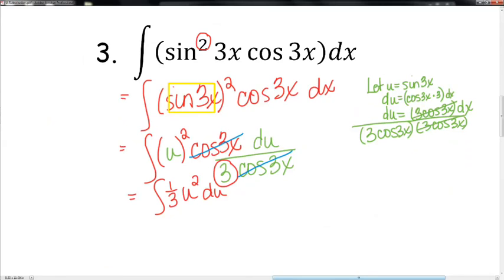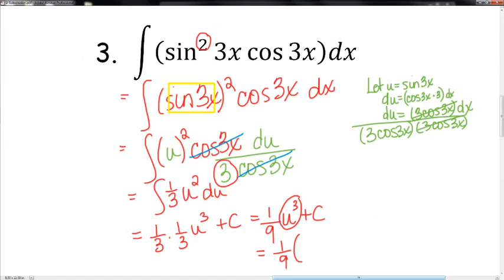And so now we can take our antiderivative. So the antiderivative of u squared is going to be u to the 3rd plus c. And so let's multiply our coefficient. So we have 1/9 u to the 3rd plus c. But again, we can't leave things in terms of u. We have to substitute back in. So we have 1/9 sine of 3x to the 3rd plus c. And we can just leave it in that form.